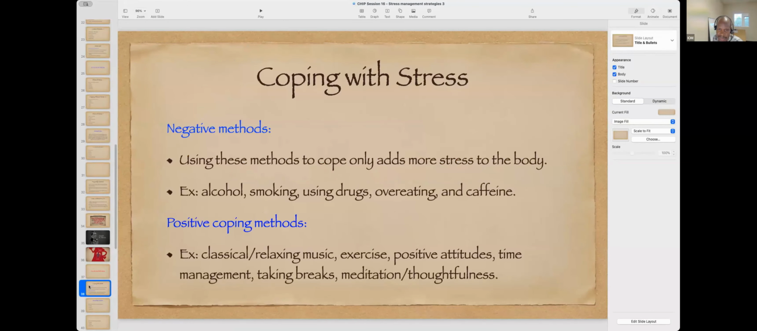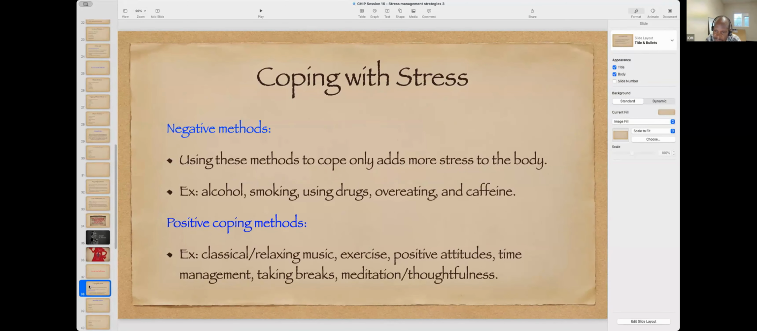How do we deal with it? There are negative ways of dealing with stress. A lot of time people use some of these negative methods, and they are easy to use, but they add stress to the body basically.